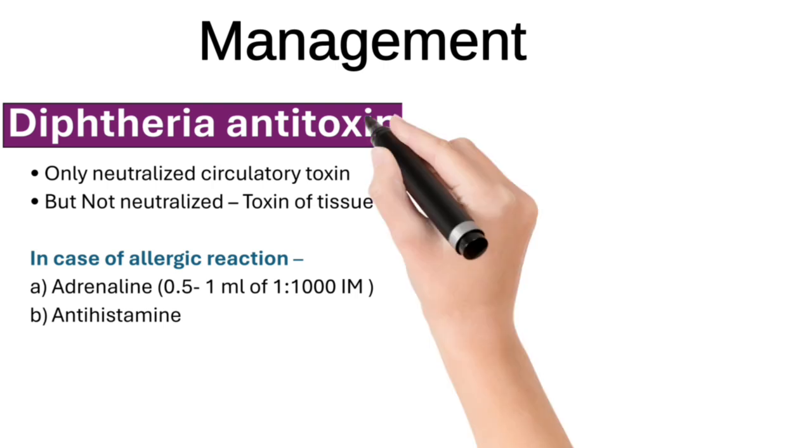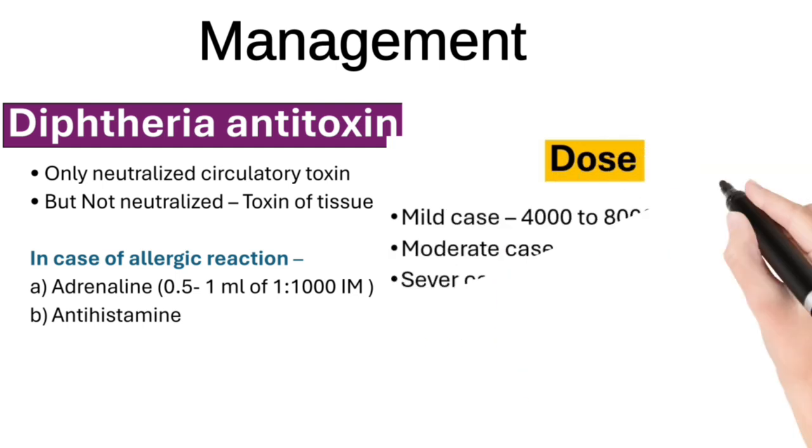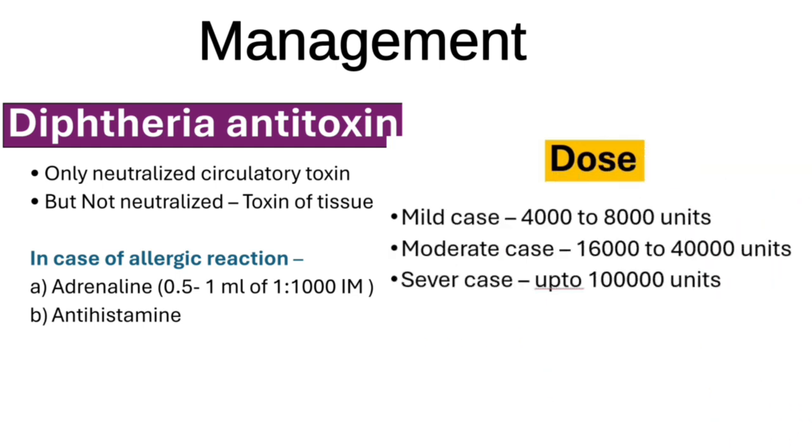In case of allergic reactions, adrenaline 0.5 to 1 ml of 1:1000 is given, and an antihistamine also. Dose: mild 400 to 800, moderate 16,000 to 18,000, and in severe cases up to 1 lakh units should be given.